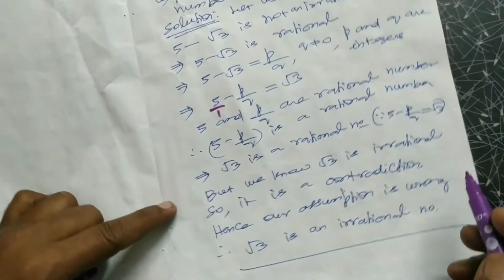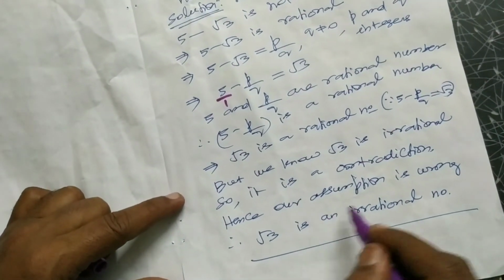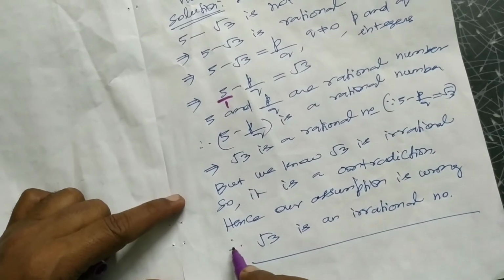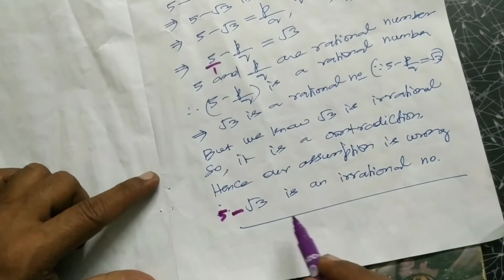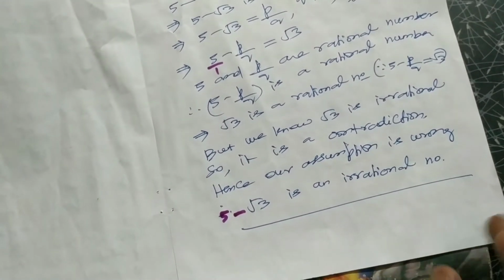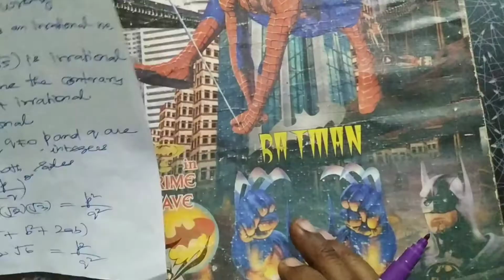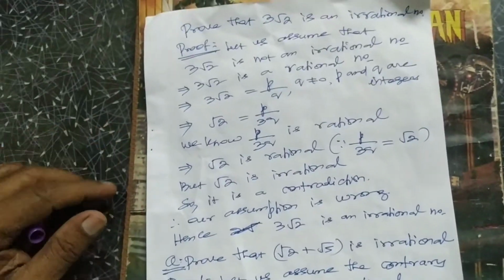Hence, our assumption is wrong. Therefore, 5 minus root 3 is an irrational number. 5 minus root 3 is an irrational number. Now, let us move on to the next problem.